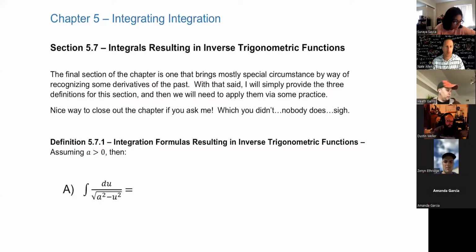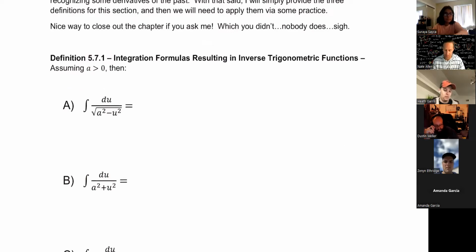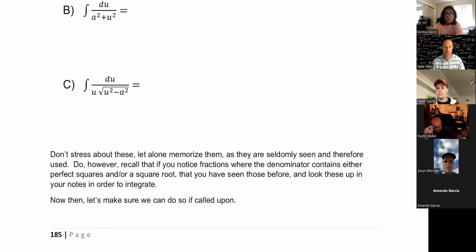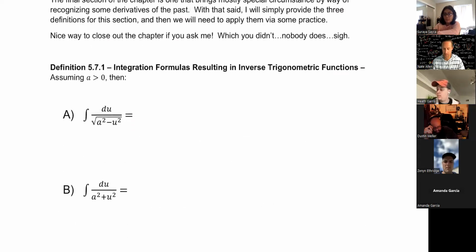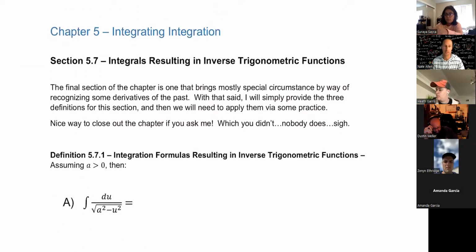All right, everybody, welcome to the last section of chapter 5, 5.7, which, as I mentioned in the very short section in our notebook, this is pretty much it. There's not a whole lot going on. There is one definition with 3 different parts, and that's it. Other than that, we'll see a few examples and then move on to chapter 6.